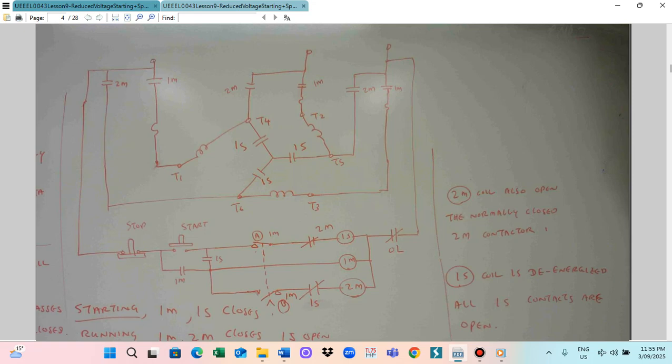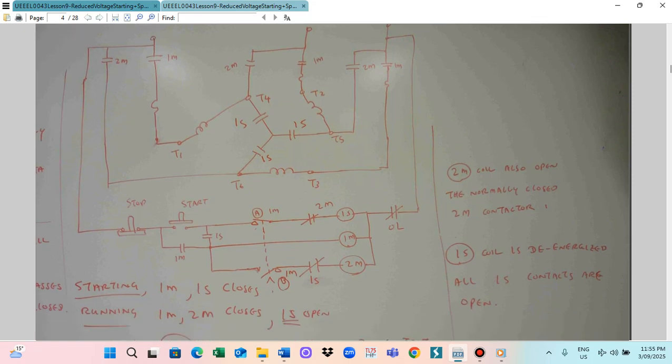So when you press the start button, the current flows from the supply passing to the start and through the normally closed contact. It will pass into the 2M contactor, passing to the start and the A contactor. The A contactor is normally closed, energized by the 1M. So it will go to the 1S. 1S closed means that the 1S coil is energized, so that all 1S contactors are closed. So the star contactors are now closed.